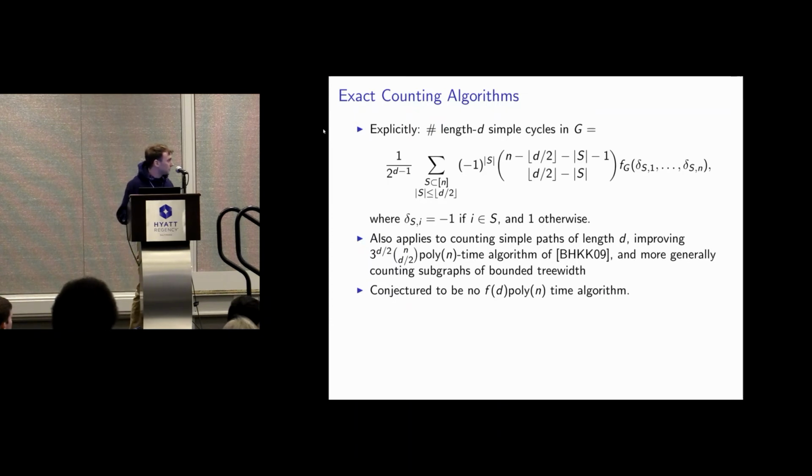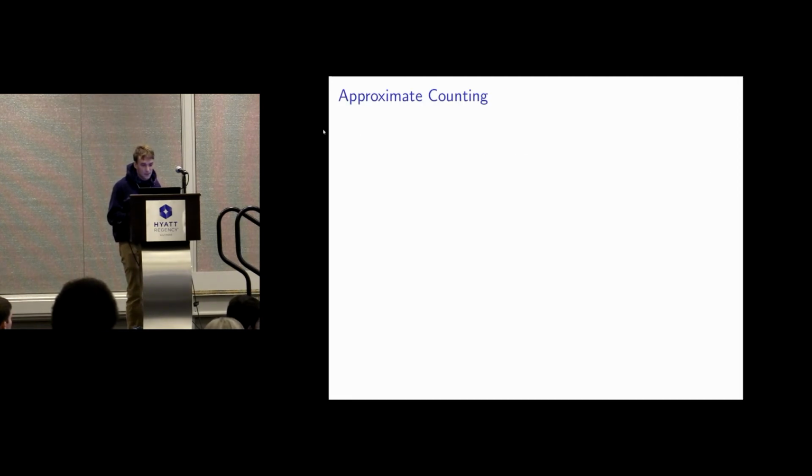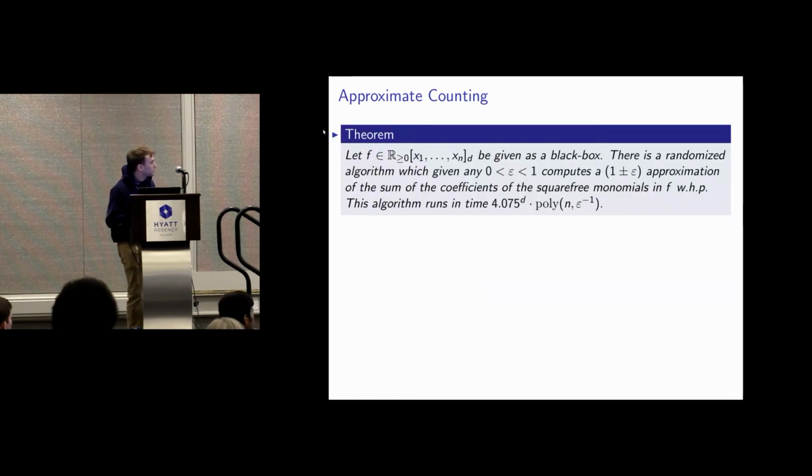Now, unfortunately, this problem of counting simple cycles of length d is #W[1]-hard, so it's believed that there is no parameterized algorithm for this problem, so no algorithm with runtime of the form f of d times poly n for some function f. So you might instead consider approximately counting simple cycles of length d. And this leads to our main algorithms.